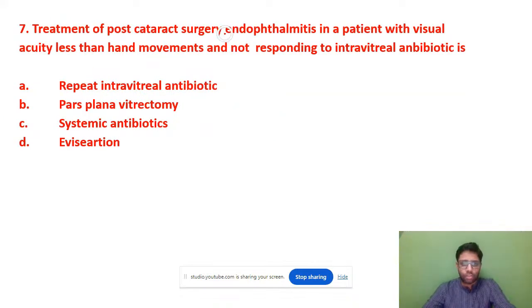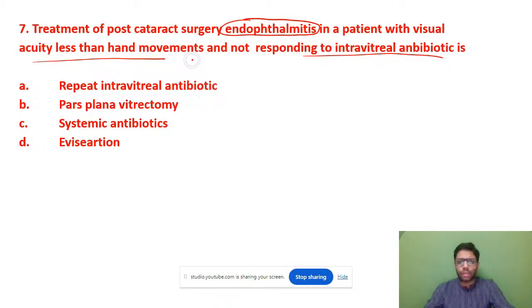Now I gave time for this. Post-cataract surgery complications are very, very important. Endophthalmitis is infection and inflammation of the inner layers of the eyeball, plus exudates in the vitreous and the aqueous. It means the outer fibrous cornea and sclera are not involved. Now if the visual acuity is less and not responding to intravitreal antibiotic, why will you give intravitreal antibiotic again? See, there was a study, but even if you don't know the study, if the visual acuity is less than hand movements, then you have to go with pars plana vitrectomy. And if the vision is more than hand movements, then you try intravitreal antibiotic first, and if it is not resolved, then pars plana vitrectomy.